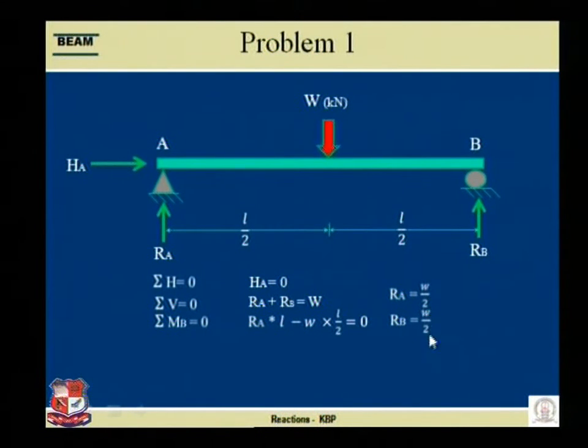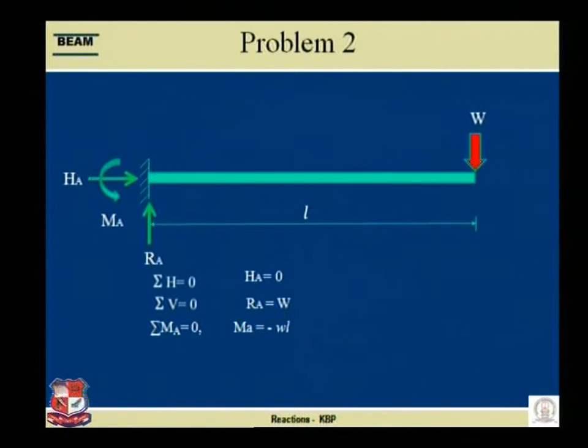RB comes to be here in the slide, please. RB is equal to W by 2 kilonewton. Now, if we replace the value of RB in this equation, we can also obtain RA is equal to W by 2. So now I wish you will be able to understand how to find out the reactions.